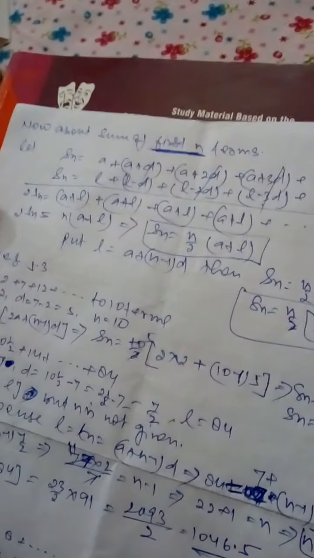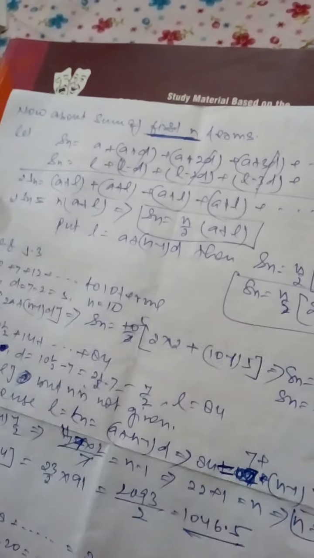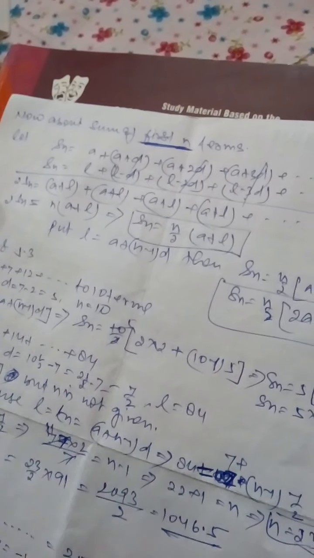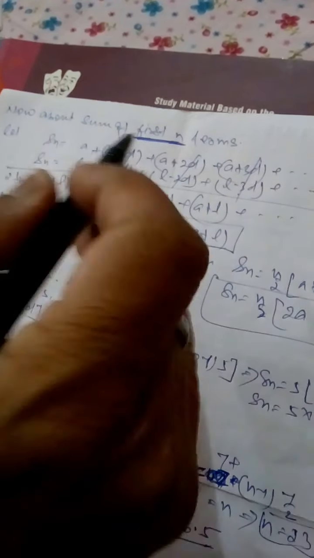Student, note that this term is very important. First n terms means first 2 terms, first 3 terms, first 4 terms, first 5 terms, not any 4 terms, not the sum of any 4 terms, not the sum of any 5 terms. Clear? This is the sum of first n terms.